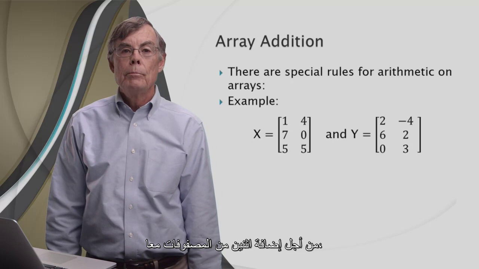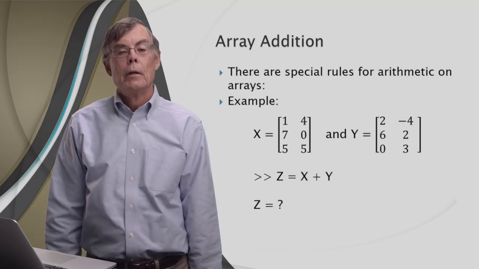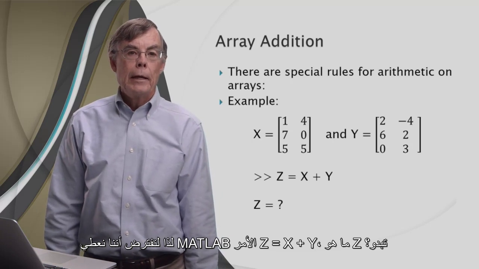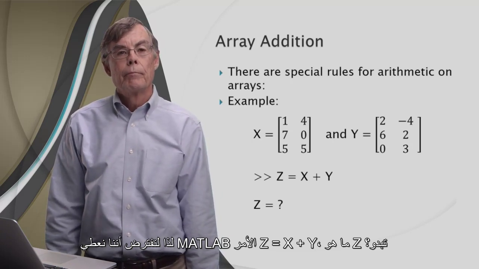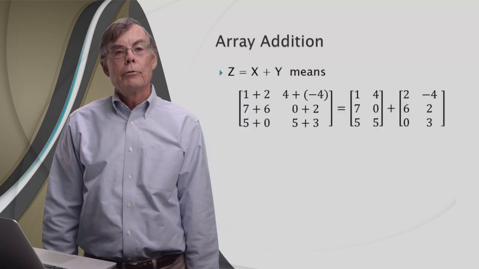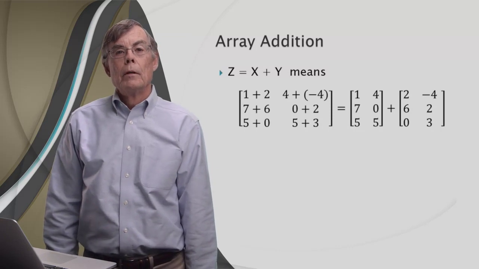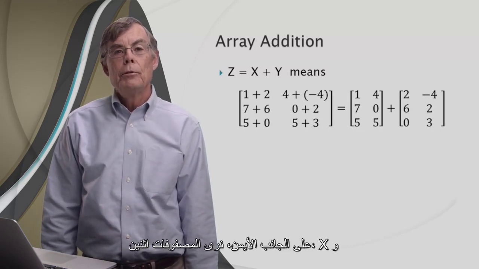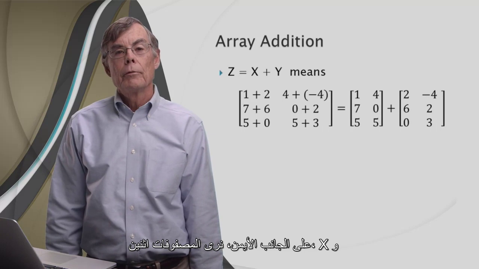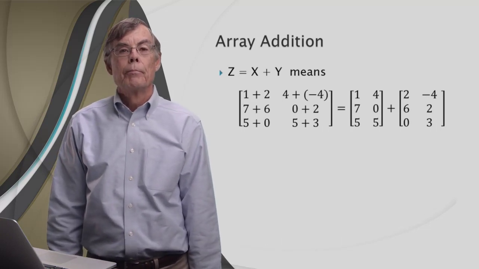In order to add two matrices together, we have to make sure that they have the same dimensions. So suppose we give MATLAB the command z equals x plus y. What's z look like? Well, here's what x plus y equals z means. On the right side, we see the two matrices, x and y, added together. And on the left side, we see what happens.